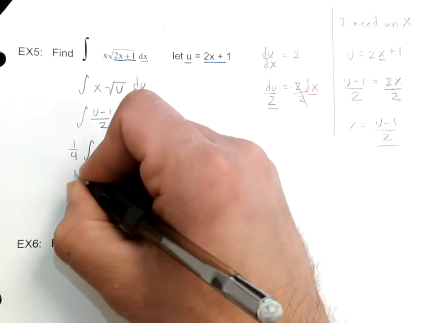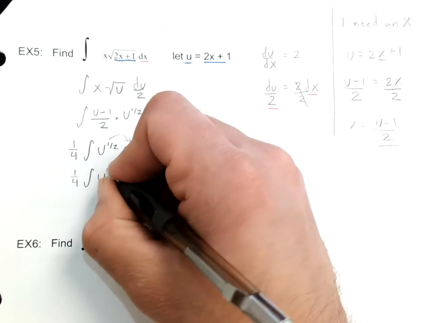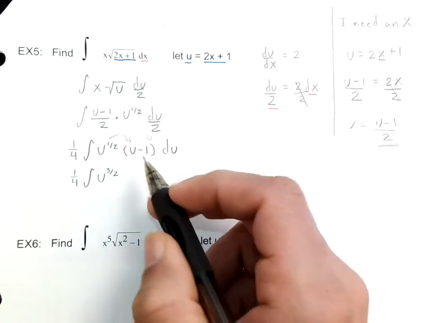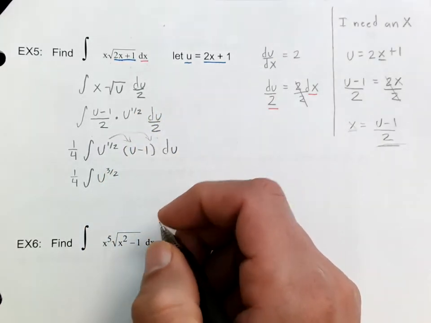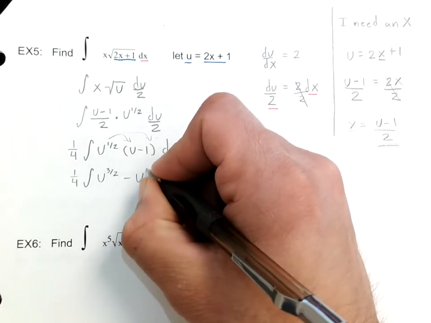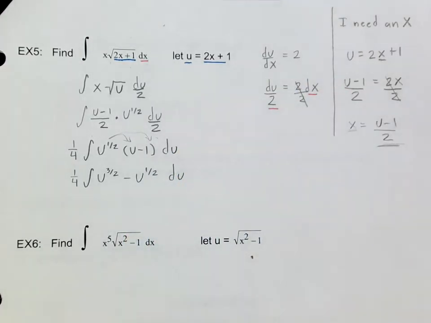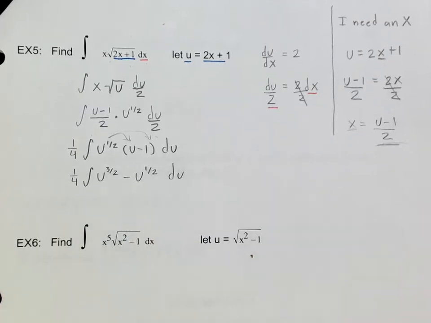I would have 1/4 times the integral of u to the 3/2, because remember that when you multiply, you add the exponents, minus u to the 1/2 du. Now I can integrate this.